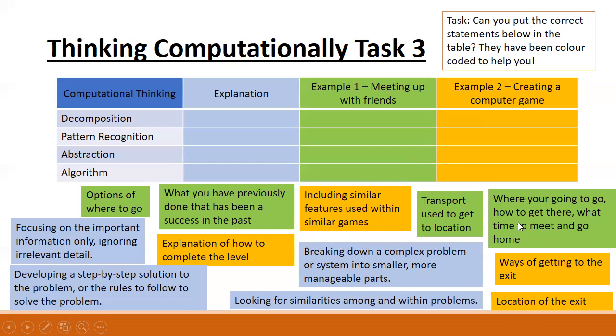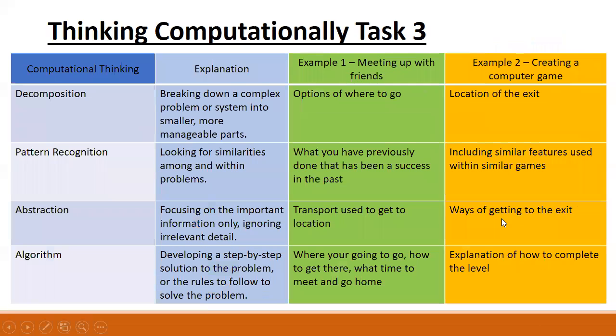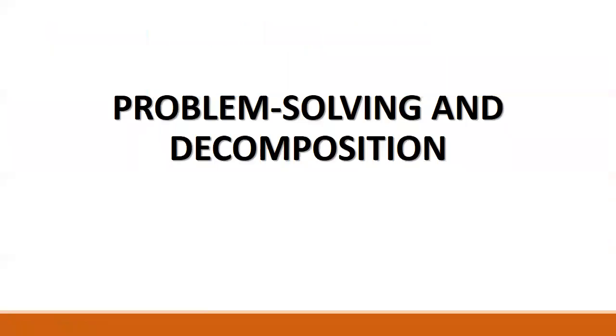Location of the exit would be the abstraction. So let's see. Yeah, there we go. I was wrong. Look at that. I got these two in the wrong order, according to this. Ways of getting, so if you had it in this order, pat yourself on the back. Can't win them all, right? Anyways, I think we got the idea.